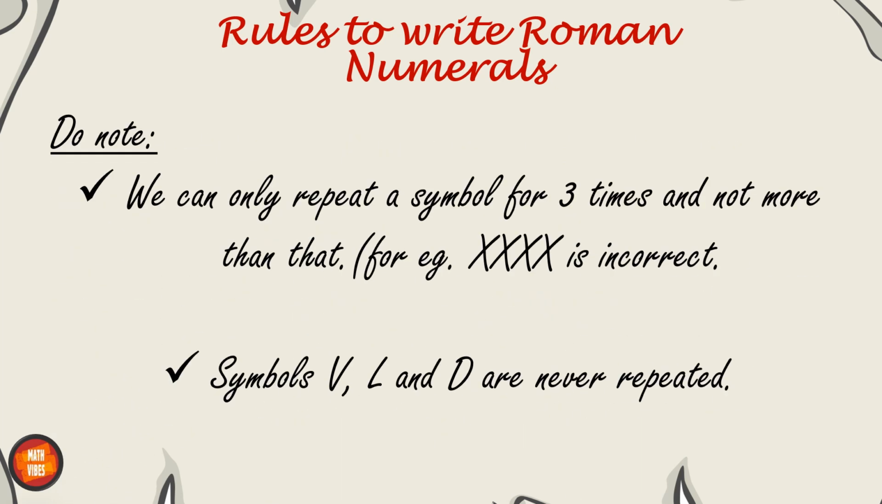Next, you have to note that we cannot repeat any symbol more than 3 times. It will be incorrect. That means any symbol can be repeated 3 times only. We can write XXX, but we cannot write XXXX. That will be incorrect. And the symbols V, L and D are never repeated.